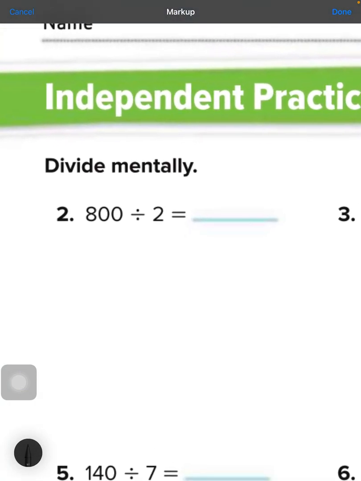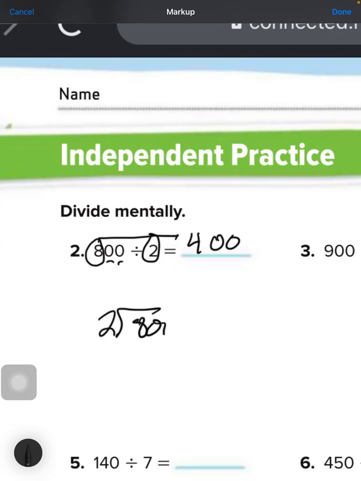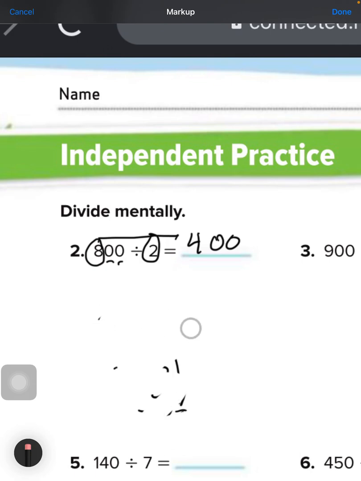All right, number 2, divide mentally. Okay, this is going to be fun. 8 divided by 2 is what, my fine friends? That's right, it's 4. Bring the zeros over, you have 400. Now you could do it this way and take a long time. Bring down the zeros. Or you can just do it mentally. Personally, I think doing it mentally is much easier and saves a bunch of scribble work.